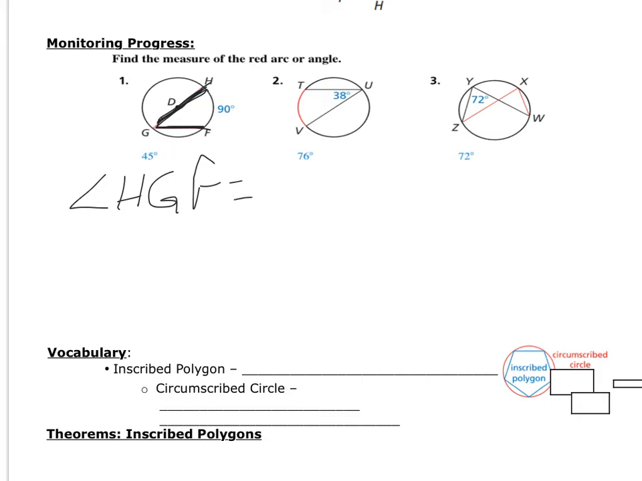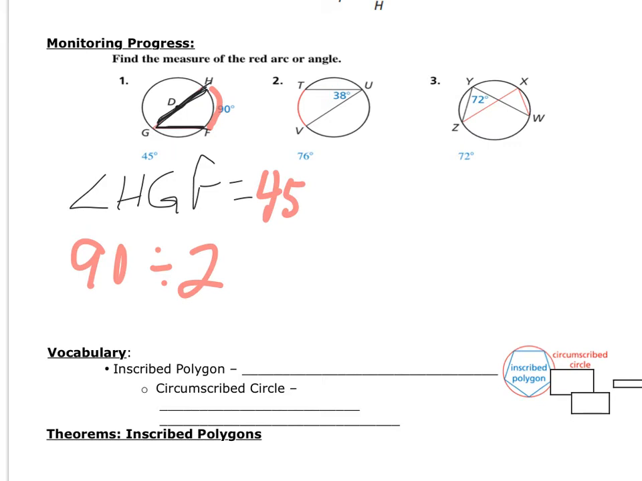Well, this arc right here that is 90, that's its intercepted arc. The arc is twice the size. So what do I need to do to the angle to find the angle measure? That's right. Take 90, divide it by 2, and you would get that that angle is 45 degrees. Pretty easy, huh? Let's go on to the next one.